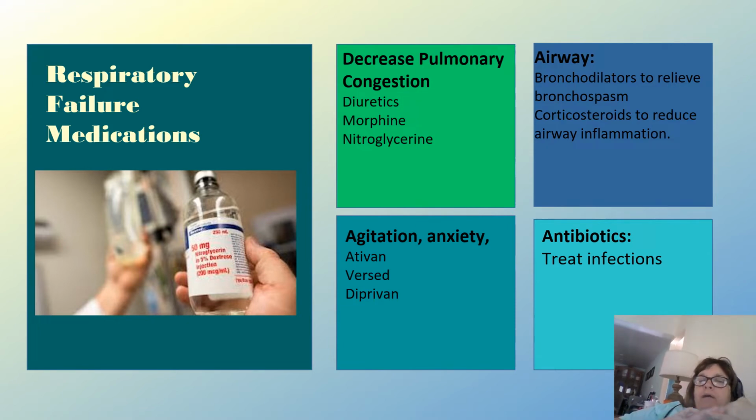For their airway, they may be placed on bronchodilators, and those help relieve bronchospasms. And corticosteroids help to reduce airway inflammation. They may be on medications for agitation and anxiety, such as Ativan, Versed, Diprivan. There's another one, Precedex. I can't remember what the generic name is for that. And we'll talk about those in just a minute. And they may be on antibiotics to treat infections.